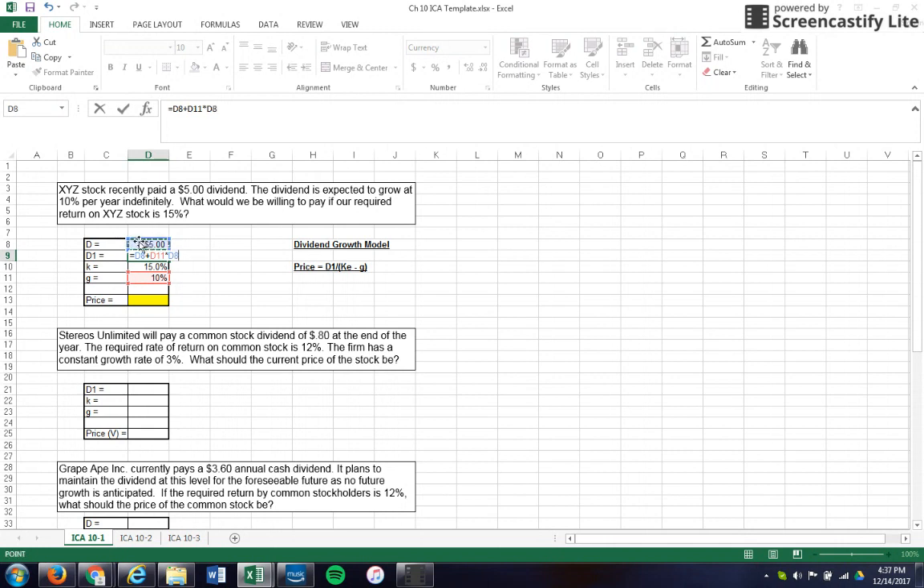So that's $5 plus 10% times my original dividend of $5. That gives us a next dividend, D1, of $5.50. So now that we have that, we can use our dividend growth model to calculate the price.